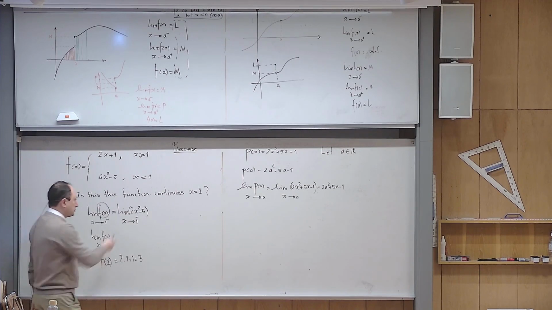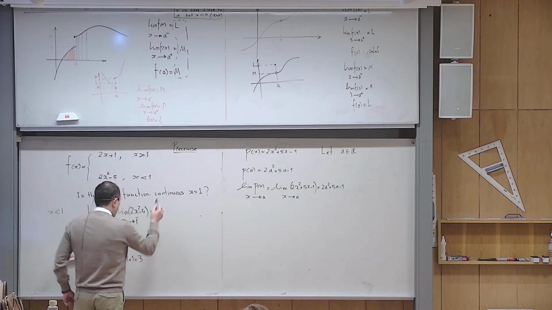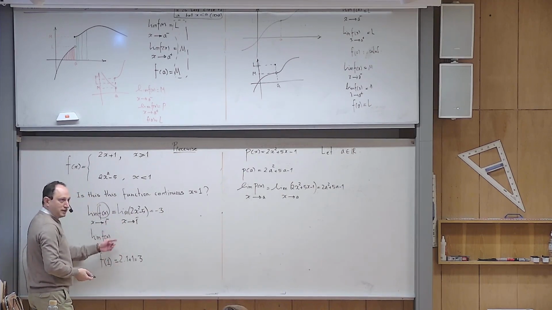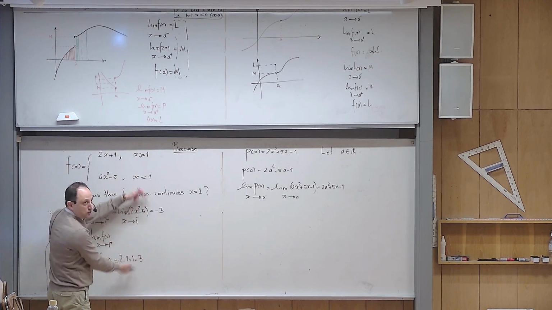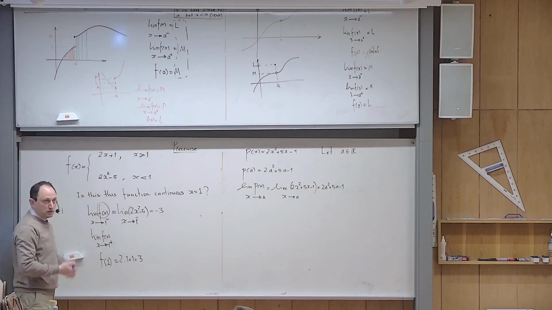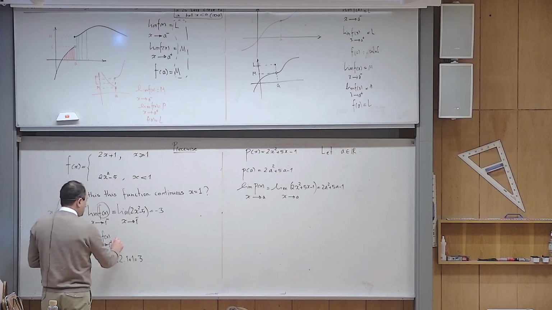Minus 3, yes? If I put 1 there, it's minus 3. And then you will immediately see that I don't even need to check the next one, because even if the next one is equal to one of them, it is not the case that all 3 are equal. Yes? But for more practice, let me calculate that.